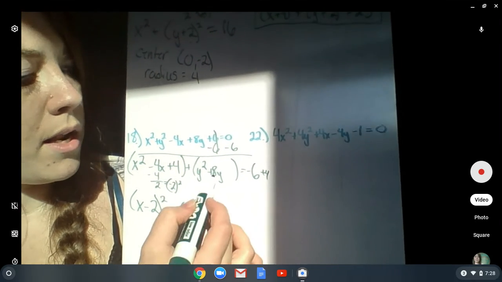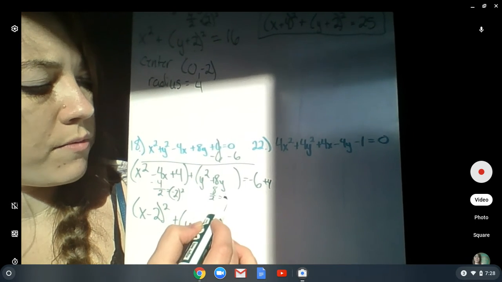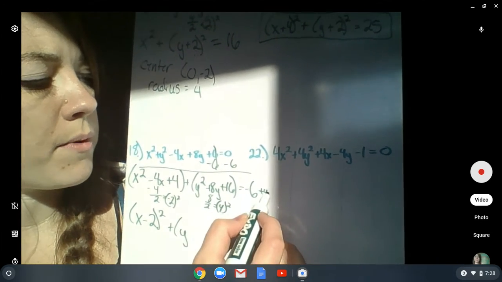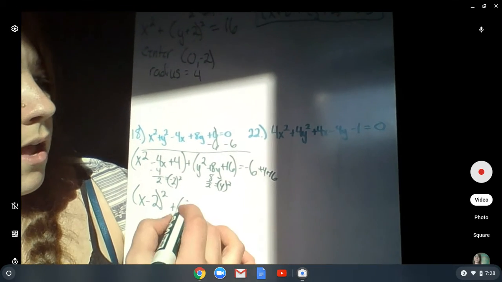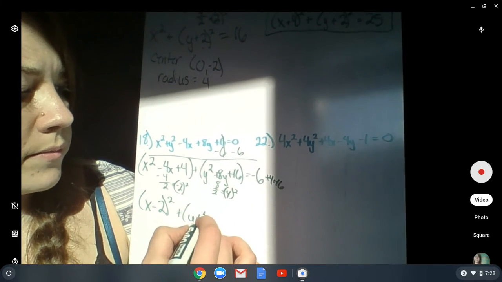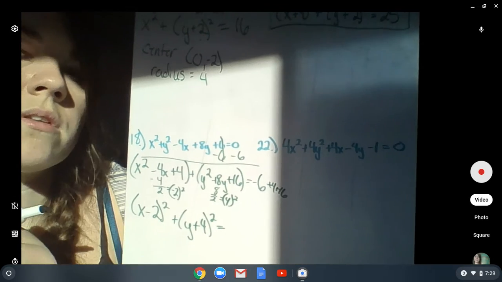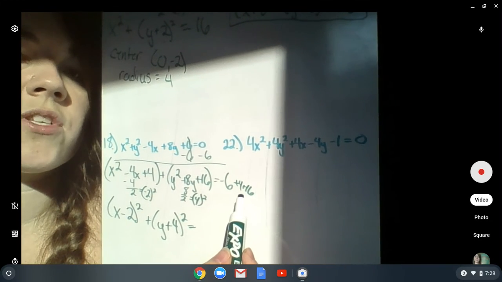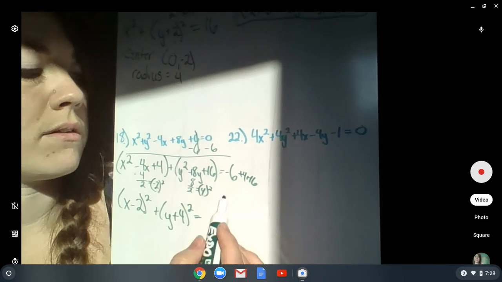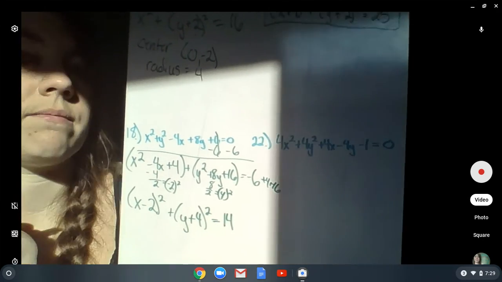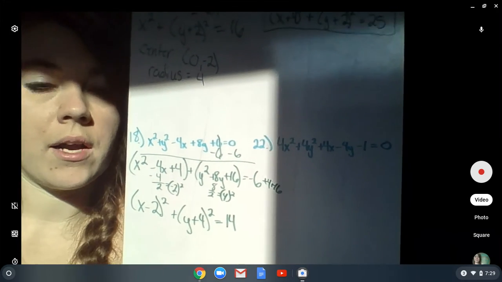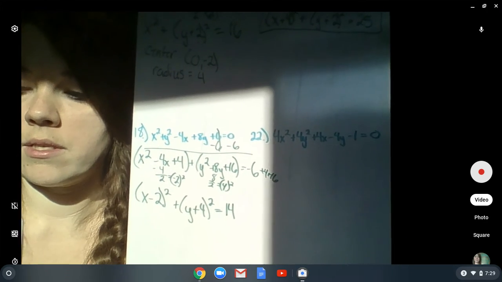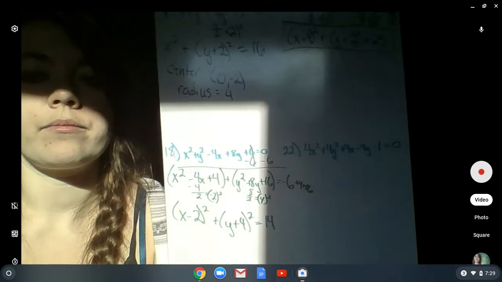Plus, now 8 divided by 2 is 4. 4 squared is 16. So we add a 16 over here as well. And then this is y plus 4 squared equals. Now, once again, we have 16 and 4 being added together. That's going to give us 20, but then 20 minus 6 is going to give us 14. So there is our equation for a circle. We've got the center, it's 2, negative 4. We've got the radius, it's the square root of 14.